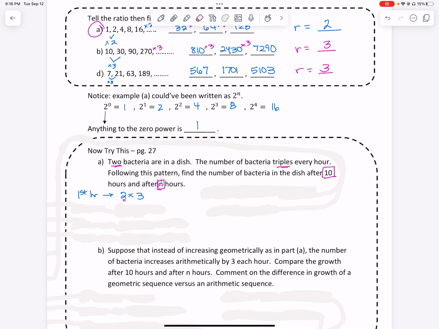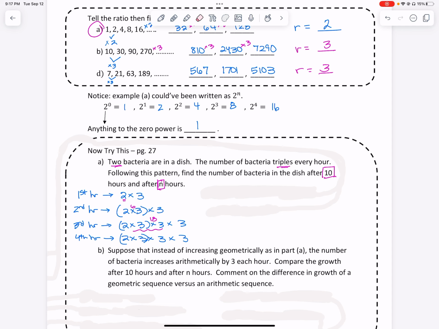Then at the beginning of that second hour, after the first hour, we're starting the second hour, we had 6 in there. We don't have 2 anymore, we have 6. So now we're going to multiply that 6 by 3. And so 6 times 3 gives me what? 18. So now we have 18. And so at the third hour, we're going to take my 18 and multiply it by 3. And then the fourth hour, I'm going to take what I had before and multiply it by 3. Are you starting to see the pattern?